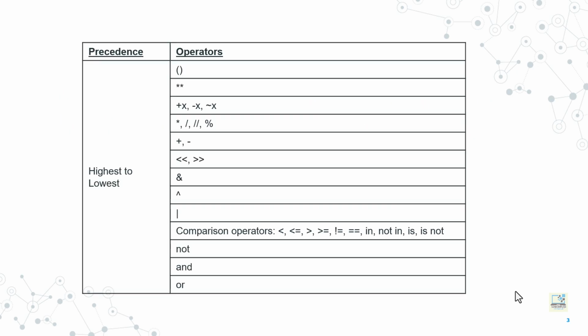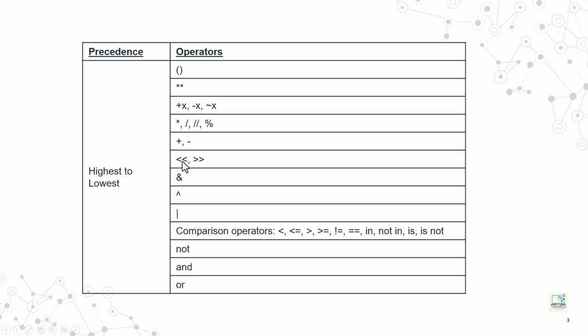So this is the table which shows us parenthesis having the highest precedence, highest priority, and logical or having the least or the lowest precedence. Let me tell you the names of all of these operators for a revision. So this is basically your parenthesis, that means brackets. This is your double asterisk, which is used for exponentiation. Then you have unary plus, unary minus, and unary not, that means it is bitwise not. Then you have the multiplication, normal division, then floor division, then modulus, then addition, subtraction.